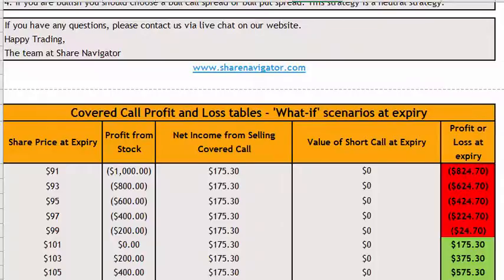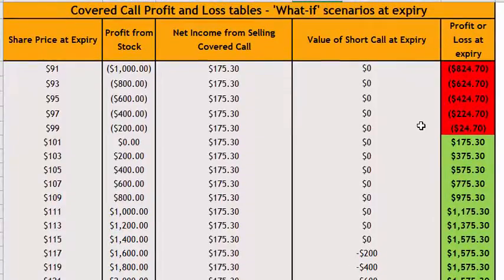So moving on to our profit and loss tables. What we've done here is created what-if scenarios at expiry. So we're saying, well, what if the share price of Apple went to 91? What would that mean for us in terms of profit and loss? What if it went to 93? What would that mean for us in terms of profit and loss, and so on and so forth?